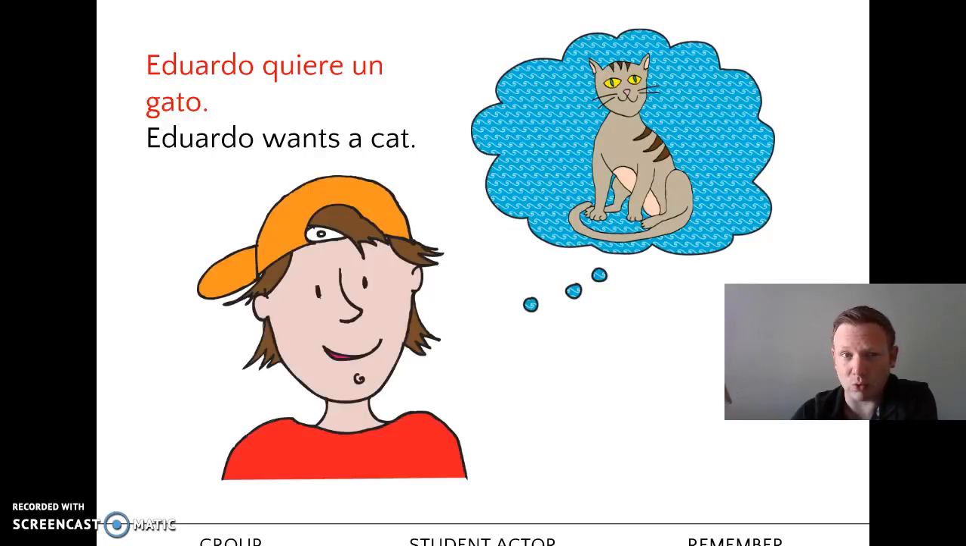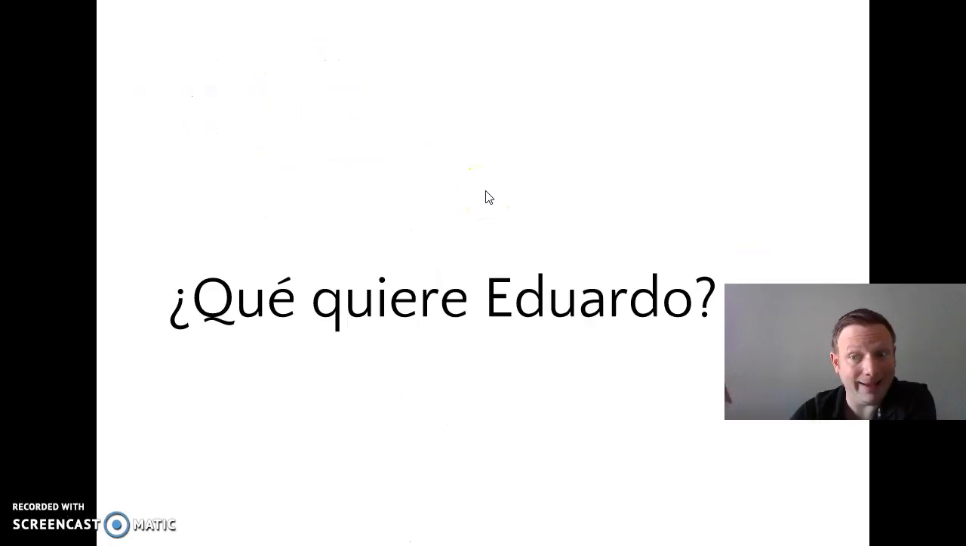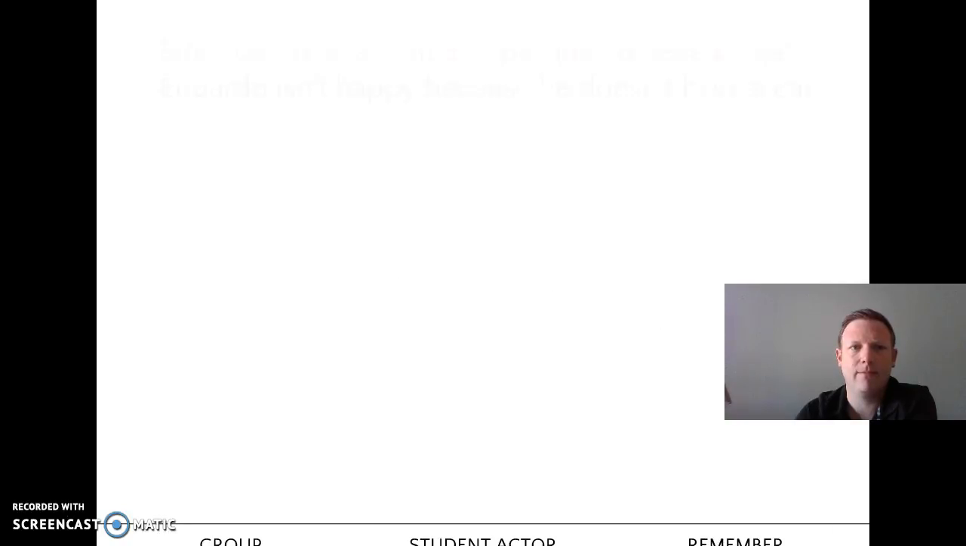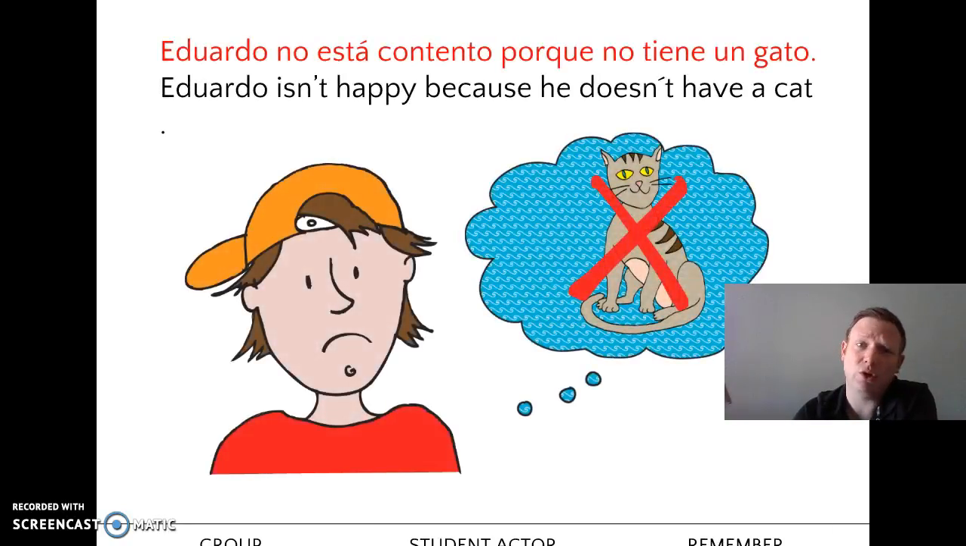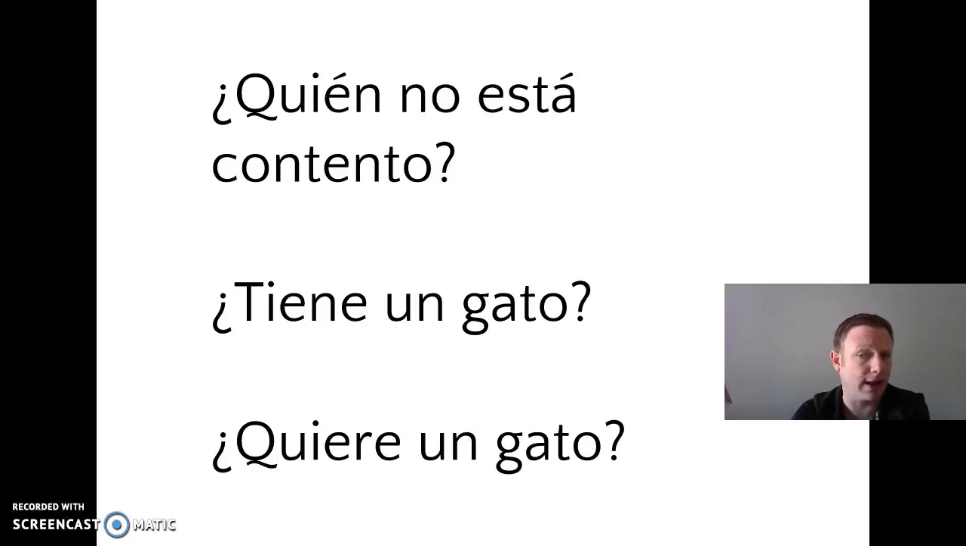Eduardo quiere un gato. Quiere un gato. ¿Qué quiere Eduardo? Eduardo no está contento porque no tiene un gato. Oh, pobre Eduardo. ¿Quién no está contento? ¿Cristóbal? ¿Eduardo? ¿Ángela? ¿Tiene un gato? ¿Quiere un gato?